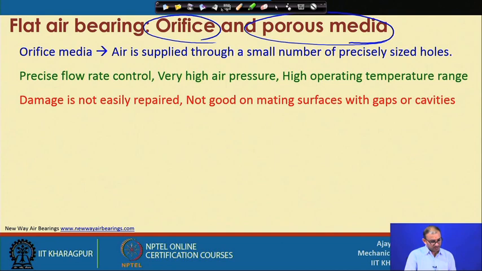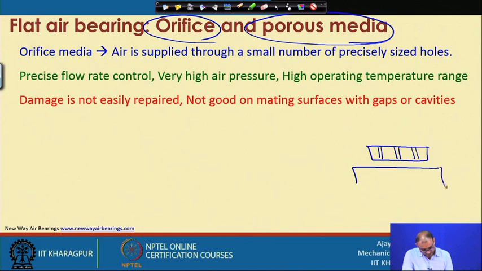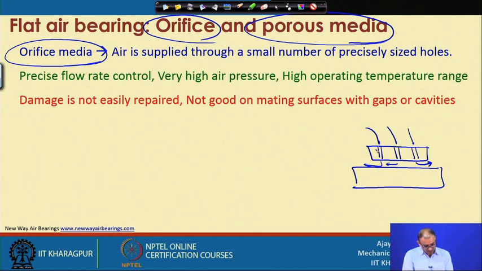So, what does it mean? Suppose you consider that this is your plate and then you are drilling some holes here, and this is the bottom surface, correct, and you are supplying air from this in such a way that air is passing through this side. So, this is called the orifice media type. That means this hole is there, that you consider the orifice, right. So, this is the way it is working in this particular case.